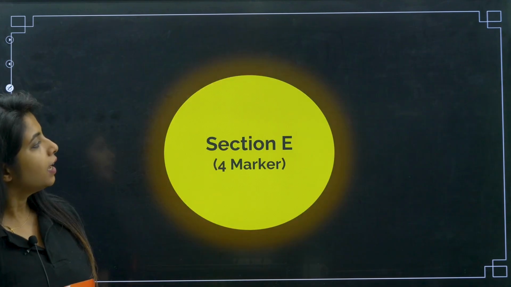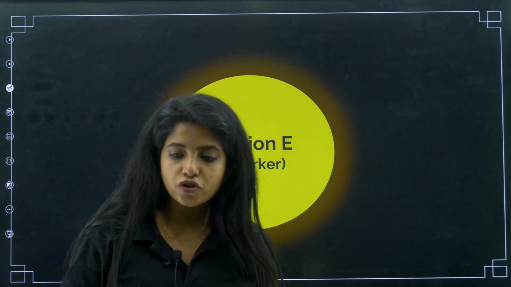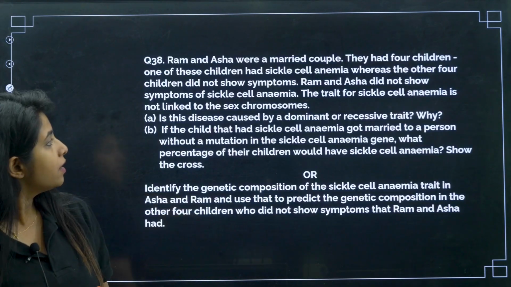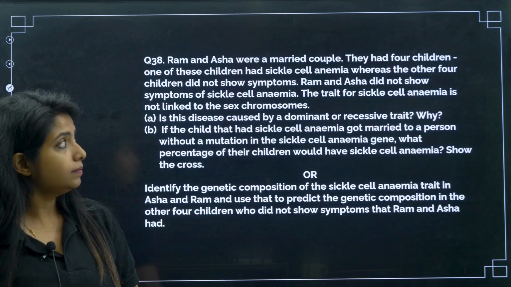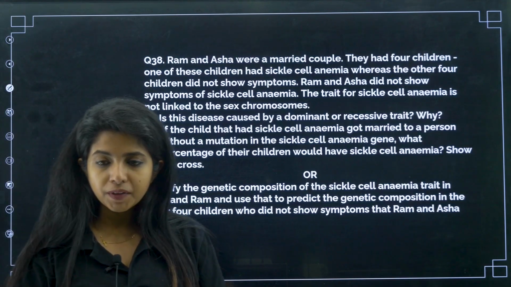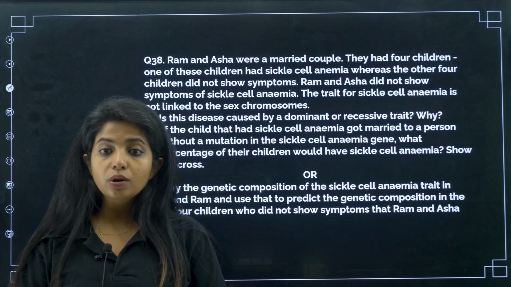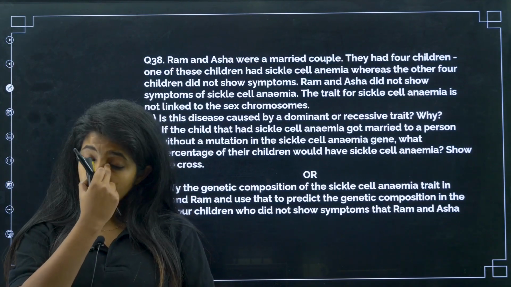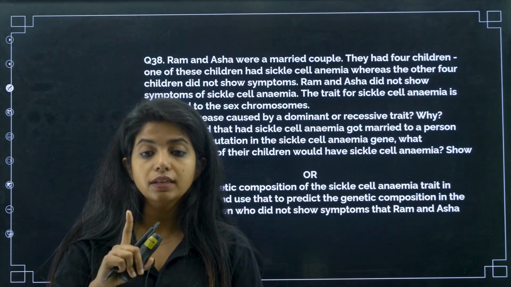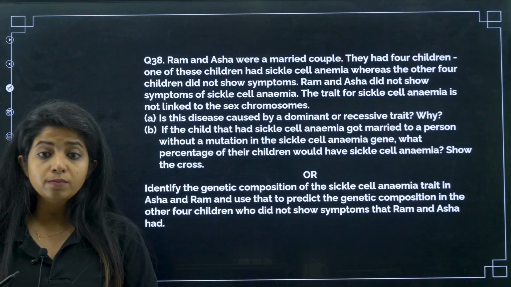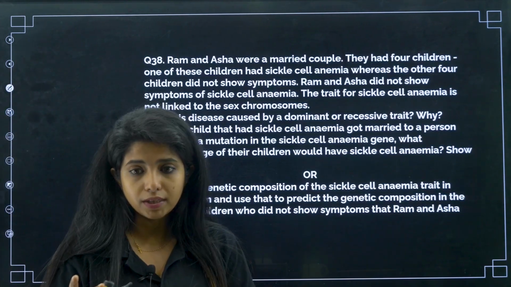Cool. Now the last section, my dear children, which is a 4-marker question section that we are having over here. Ram and Asha were married couple. They had 4 children. One of these children had sickle cell anemia, whereas the other 4 children did not show symptoms. So Ram and Asha were married and they got 4 children in them. One is having the disease, that is sickle cell anemia, and others do not. Ram and Asha did not show symptoms of sickle cell anemia.